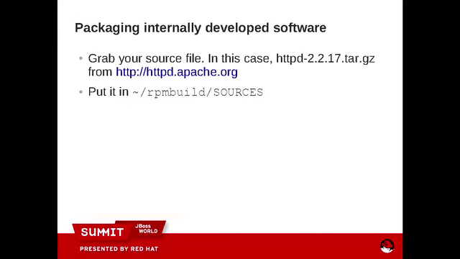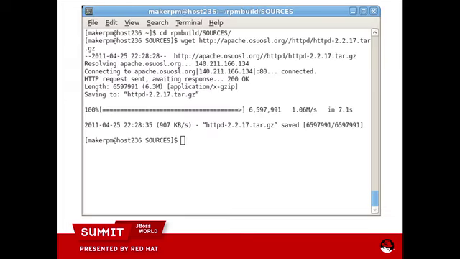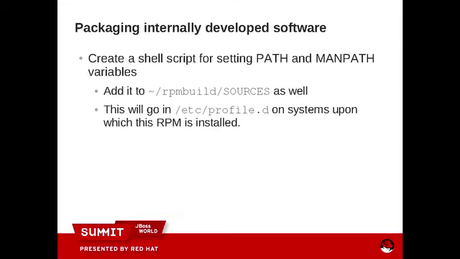The next thing you're going to do is grab whatever your source is. In my case, when I wrote this, 2.2.17 was the latest and greatest. So you grab it and you put it into the rpmbuild SOURCES directory under your home directory. Real simple, just wget it or whatever makes sense to you.